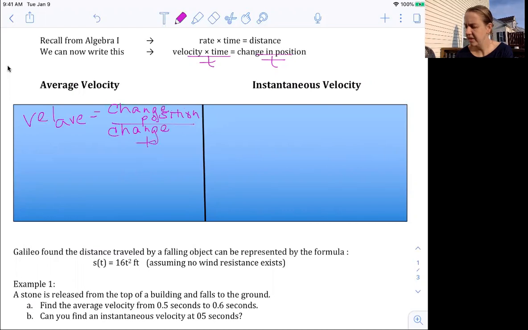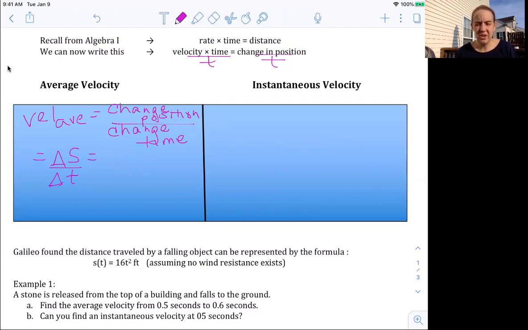The change in position over the change in time. Now, that's terrible notation. We want to do that a little bit better. So we use delta S over delta T. Now, delta means change. You may have seen that in your science classes. You see a change in temperature or change in different things. So delta means change. We use S for position.